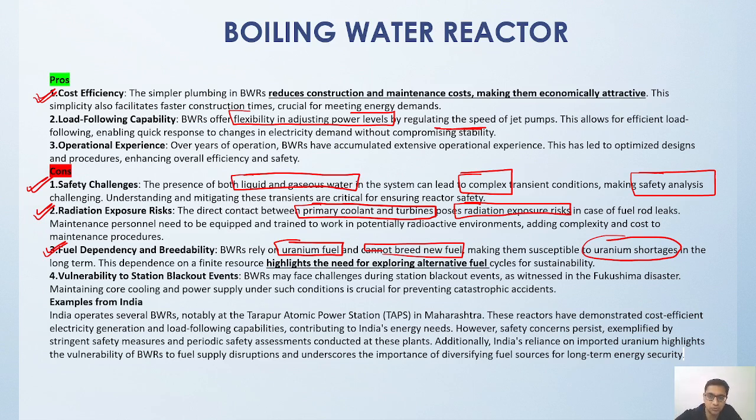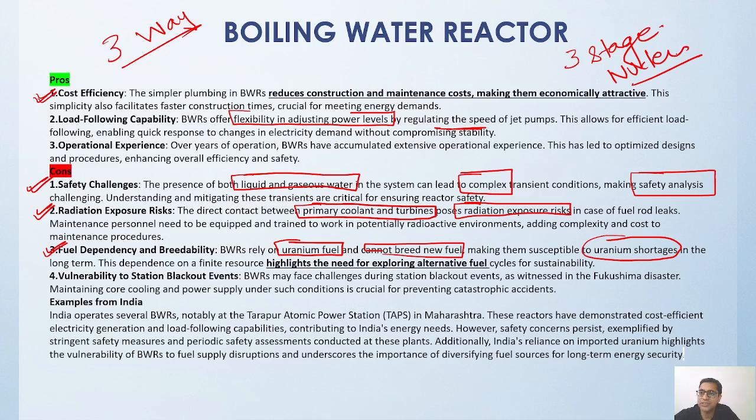So India has a three-stage nuclear program. Okay, so the product of stage 1 will be utilized in stage 2, and the stage 2 product will be utilized in stage 3. So this is how we will be maintaining our nuclear cycle. This we will be studying in the next lecture.